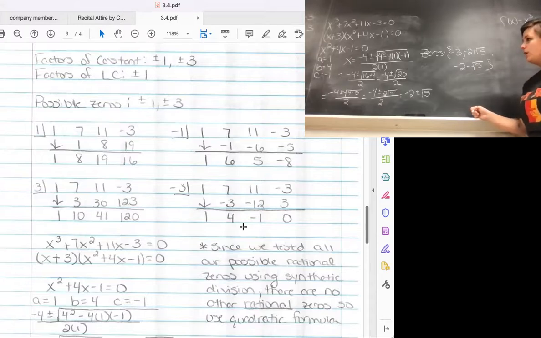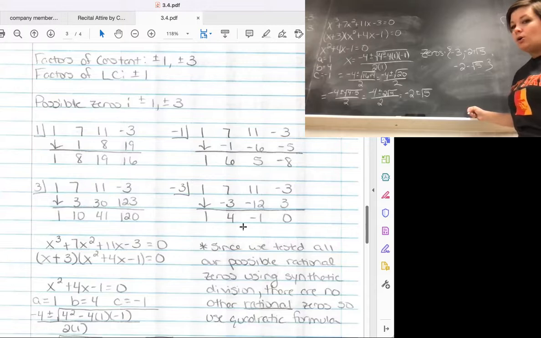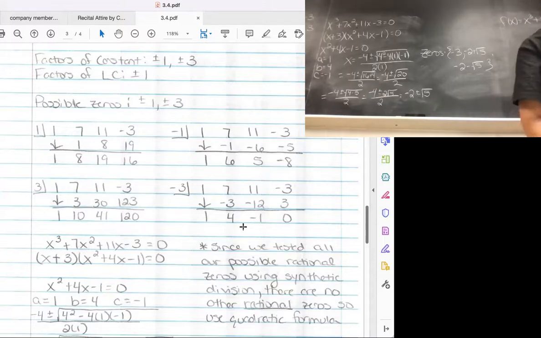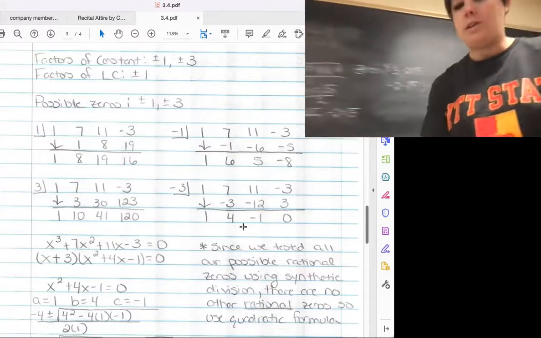But this is what happens whenever we run out of rational zeros to try and work with, or we get to a quadratic that's not going to give us a rational answer. Sometimes you're going to get irrational answers, and that is okay. You still keep working it the same way. Let's do another one.